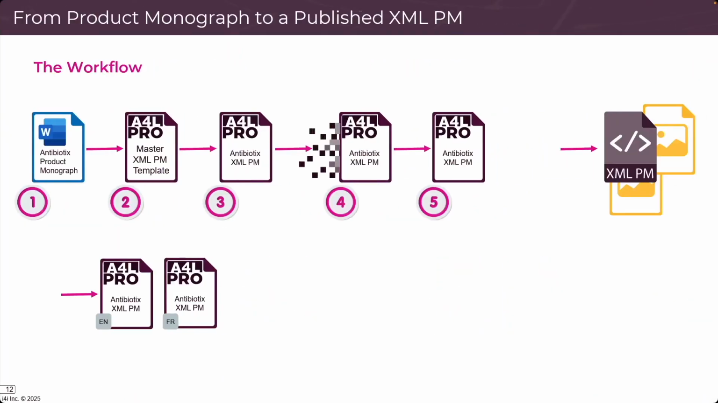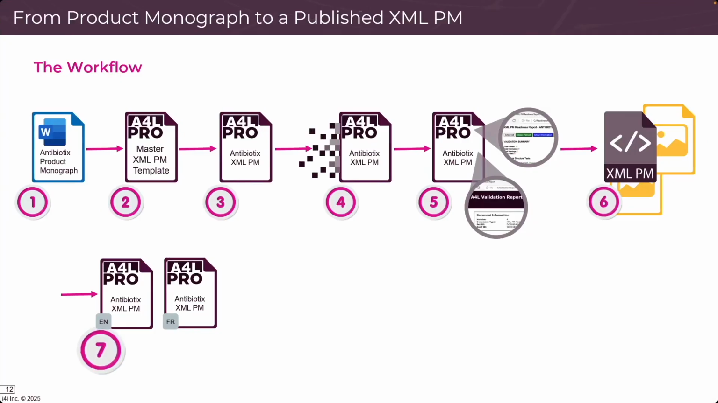So before I demonstrate the application live, I'm going to walk you through the migration workflow. For step 1, I'll begin by opening an existing Word product monograph from 2016 or later formats. For step 2, I'll transfer the content from this document into the A4L Pro's latest master XML PM template, which will become our A4L XML PM working document.